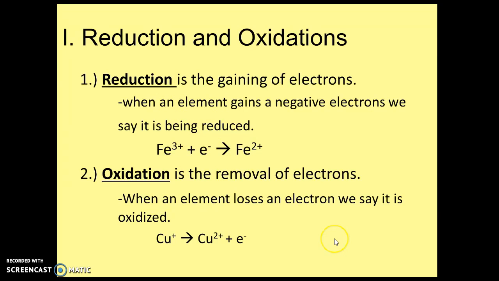And we use the acronym LEO goes GER. LEO stands for lose electron oxidized, and GER, gain electron reduced. That's in your packet that you're getting back today.